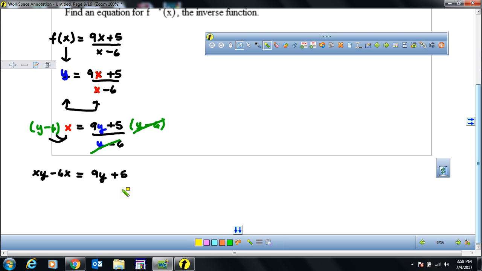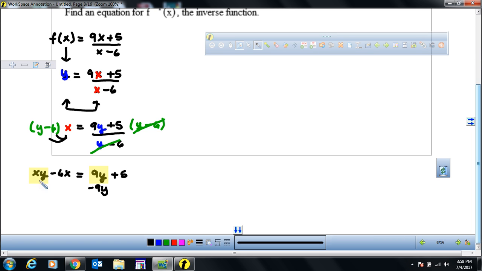Now, the goal is to leave the y by itself, but if you notice, there is a y here and there is a y here. So we need to put the terms that have the y's on one side. So I'm going to move either the 9y over to the other side or the xy over to the other side. So I'm just going to subtract 9y. That's going to give me xy minus 9y. But if you notice, the 6x doesn't have a y. So that one we need to move over to the other side. How? By adding 6x to the other side. So that's going to give us xy minus 9y equals, the 6x cancels there, so you're going to have 6x plus 5 on the other side.